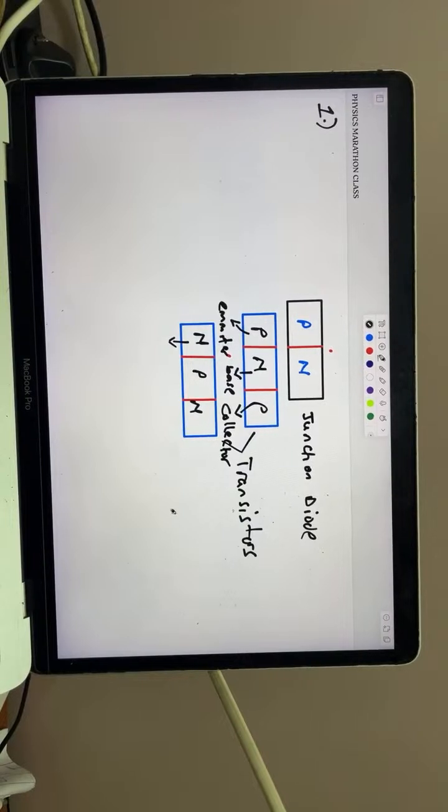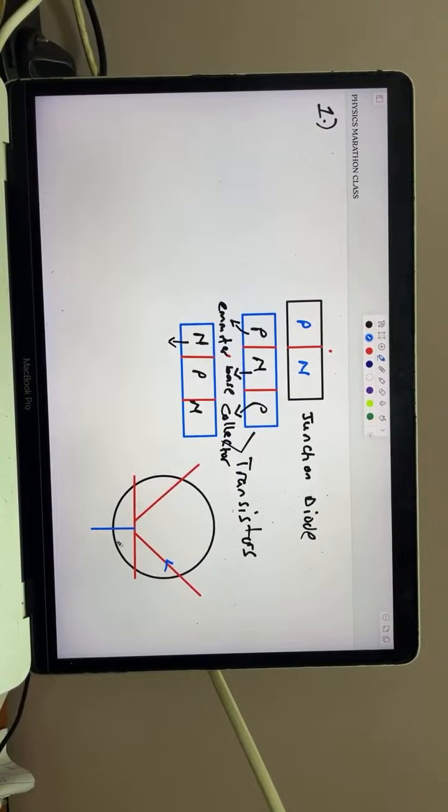Another way you can see this drawn is in a circular manner. I'm sure if you have solved past questions very well, you would have seen something similar to this. So here you have the base, the emitter, and the collector. In this place you have an arrow in, and this is just showing that this is our base. This is the collector, this is the emitter, and this is our base.